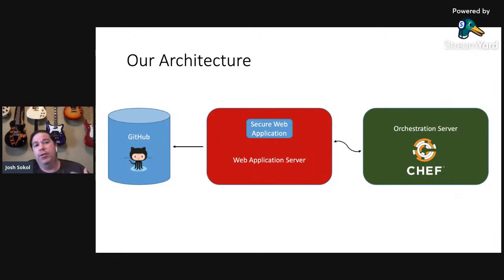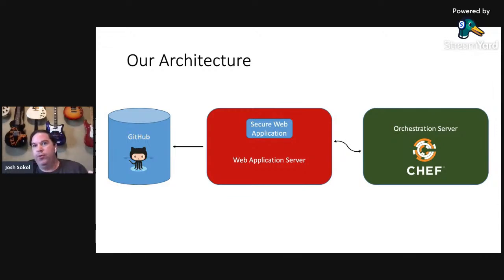So at this point, our architecture looks something like this. We have our web application server in the middle. We've got our GitHub repo that it's pulling data from, and then we have our orchestration server, our Chef or our Puppet or whatever, that's helping to move the bits around, so to speak. And so what we're going to do throughout this presentation is build a data flow diagram. We're basically looking at how data is flowing between the different pieces of our infrastructure.